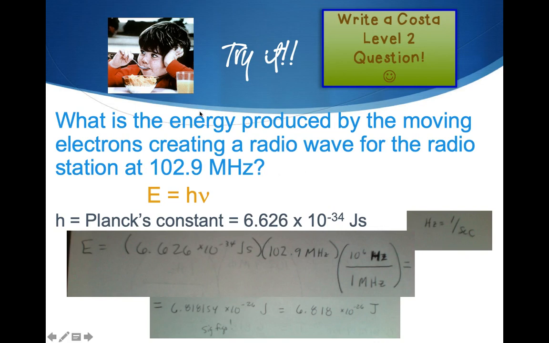Feel free to make up another question like this, change the radio station, or you could ask the same thing. What is the energy produced by the moving electrons with a wavelength? And you could make up a wavelength here instead. Those would be great examples of level 2 questions. All right, go ahead and pause the video so you can write that or come back to it later.